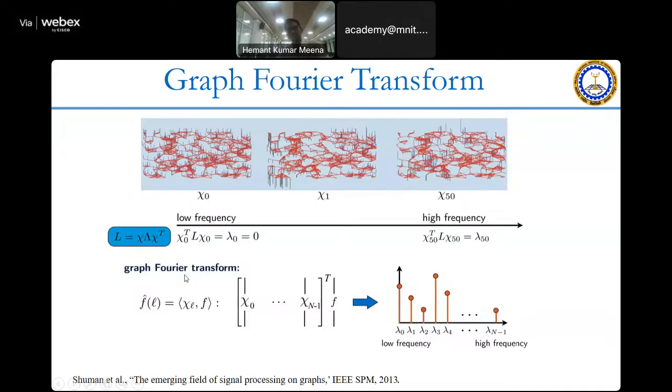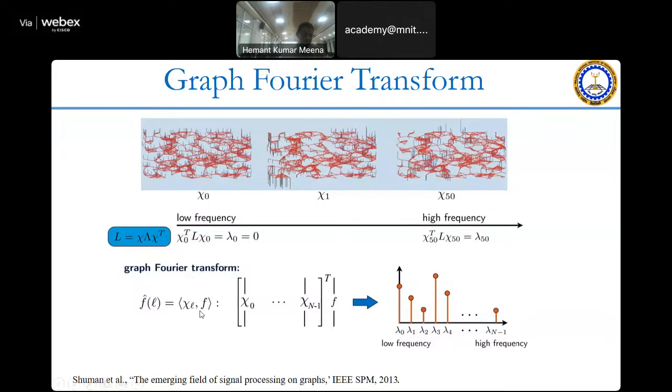So remember, representation is one part. When somebody asks you, you also define some concepts. It is the same paper, the emerging field of signal processing on graphs. If somebody asks you, can you find out the Fourier transform, or better, the graph Fourier transform of that signal? Because remember, after the representation, we try to find out the frequency domain of that signal. So that has been defined.